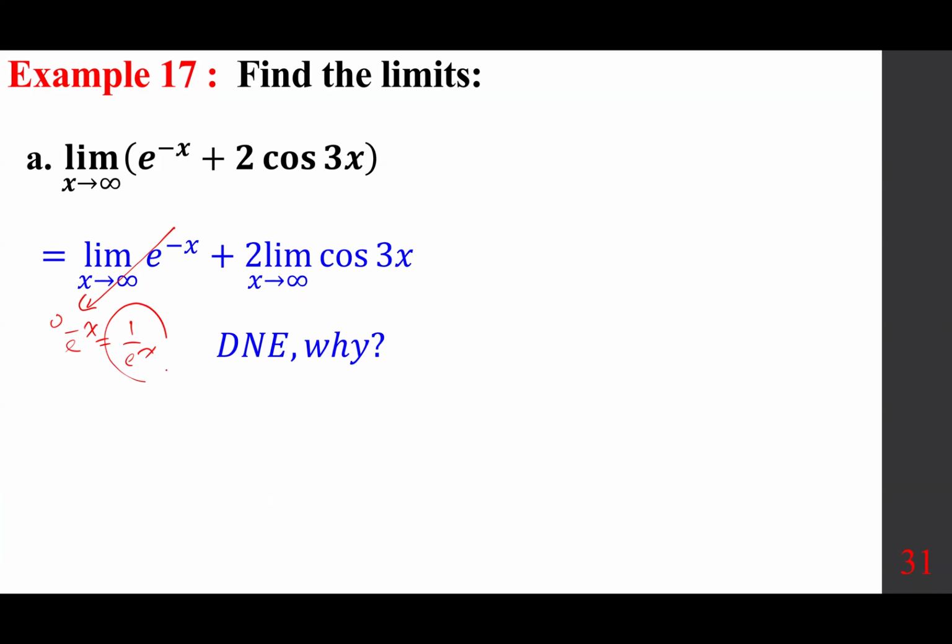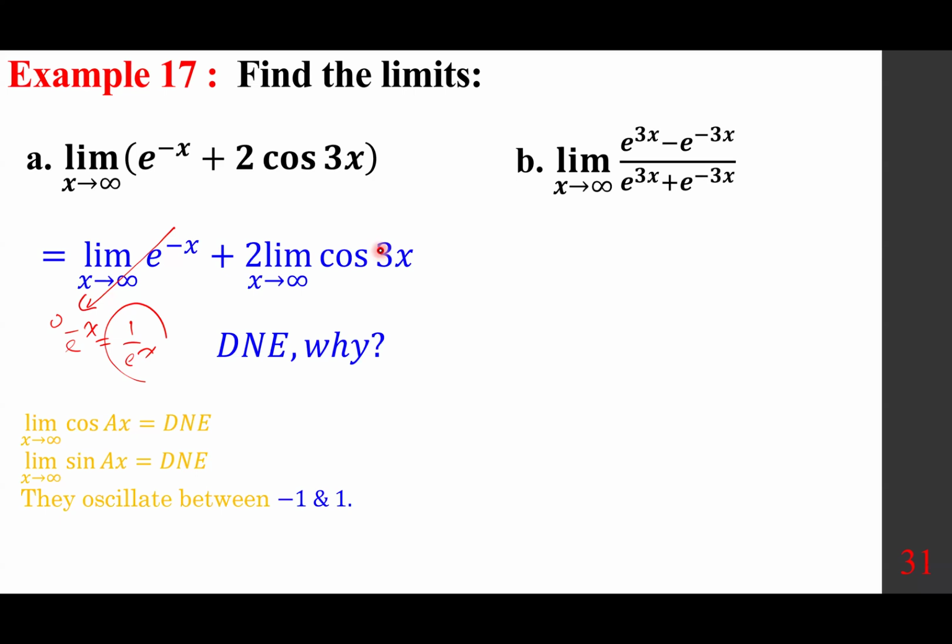But what happens to cosine is what happens to all sinusoidal functions. The limit of cosine of ax as x approaches infinity doesn't exist. The limit of sine ax as x approaches infinity does not exist because they oscillate between -1 and 1. Remember the sinusoidal graph. So they oscillate between -1 and 1. So as x goes to infinity, the limit of cosine or sine fails to exist. What about this case?